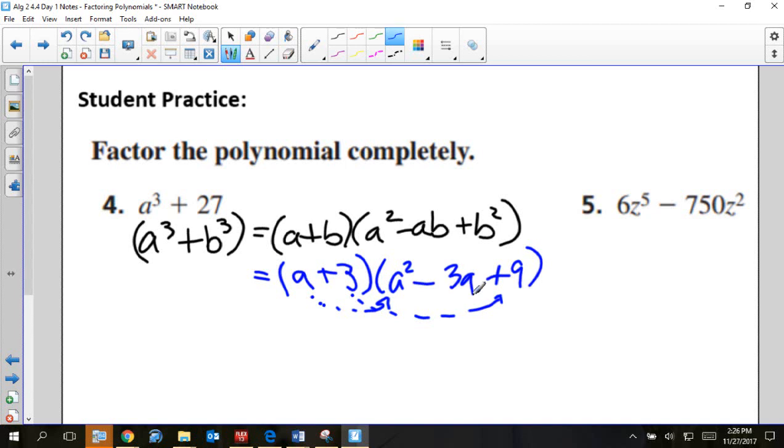The first parenthesis, a plus 3, does that factor further? Nope. The second parenthesis, a squared minus 3a plus 9. I don't even need to check it. I've already told you that one won't factor further. So we're done.